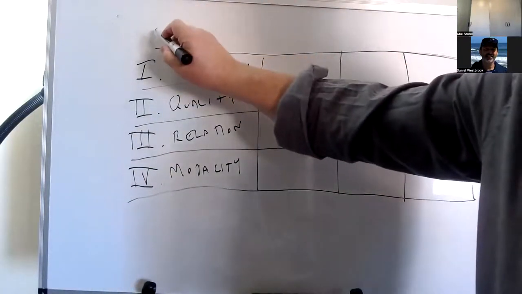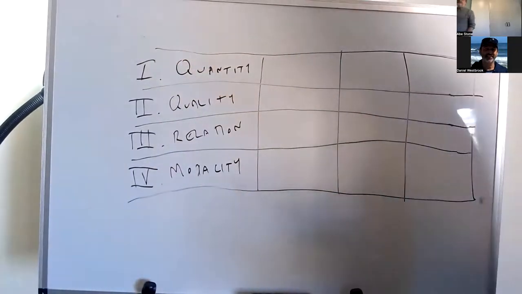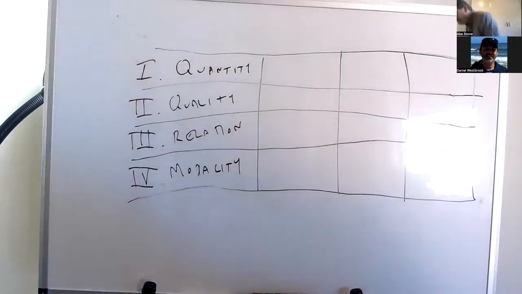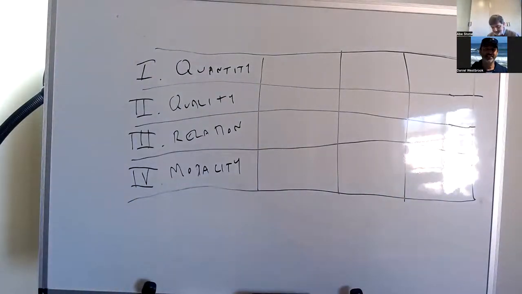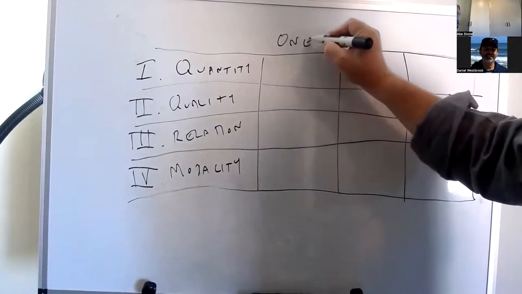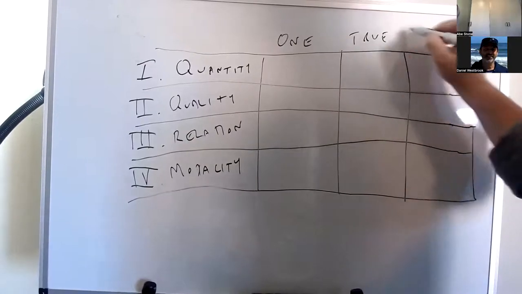So I think one way to think about this is to look at those three convertible transcendentals that he mentions in section 12, on B113. He doesn't call them that. He just says there's another chapter in the philosophy of the ancients. These are called the convertible transcendentals, and the convertible transcendentals are one, true, and good.